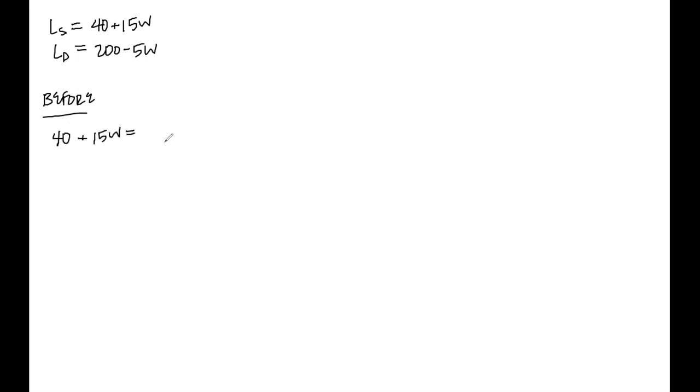So I'm going to write out the equations they gave us. Labor supply equals 40 plus 15W. And then labor demand is 200 minus 5W. So before this tax, nothing is affected. So we can just set these two equal to each other and solve as we did last week. So we have 40 plus 15W equals 200 minus 5W.